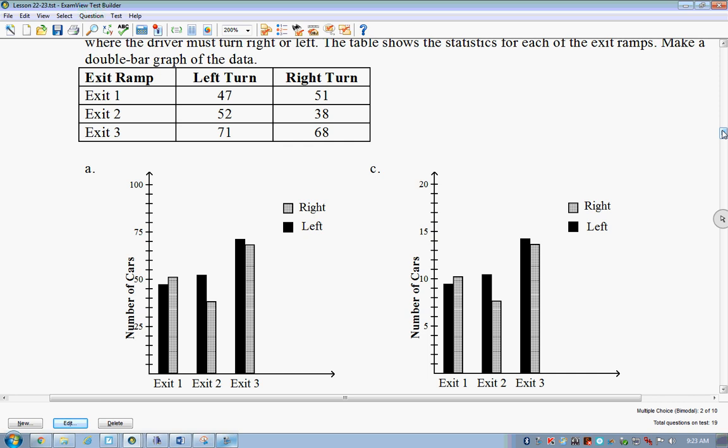Let's look at exit 3. My horizontal line should be 68, right? Because that's at 70, isn't it? It could be really close, but and then I've got 71. Well, that's clear up at 75. So let's see if we see anything that's a little closer.